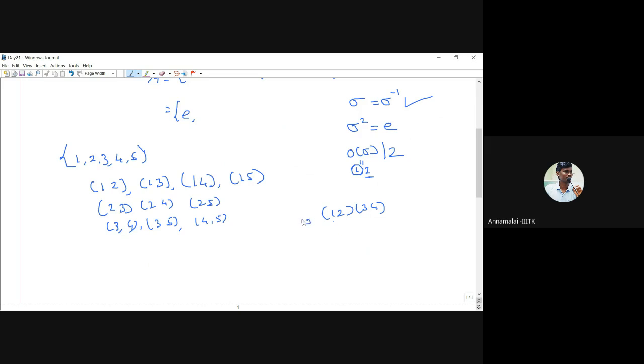Therefore, suppose I am taking sigma equal to the permutation where 1 goes to 2, 2 goes to 1, 3 goes to 4, 4 goes to 3. Then what is the order of sigma? It is nothing but the LCM of the lengths of these two. The length of each permutation is 2, so the LCM is 2. Therefore, the order is 2. Therefore, this is a permutation satisfying the condition sigma equal to sigma inverse.